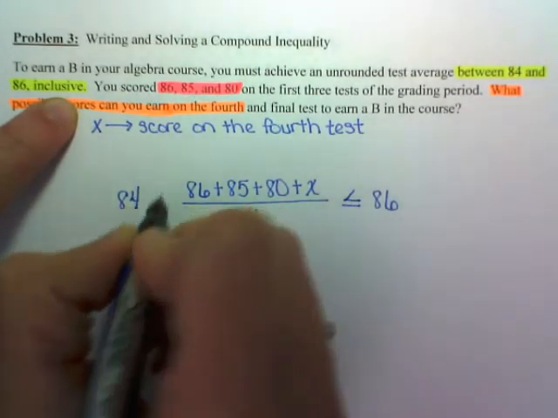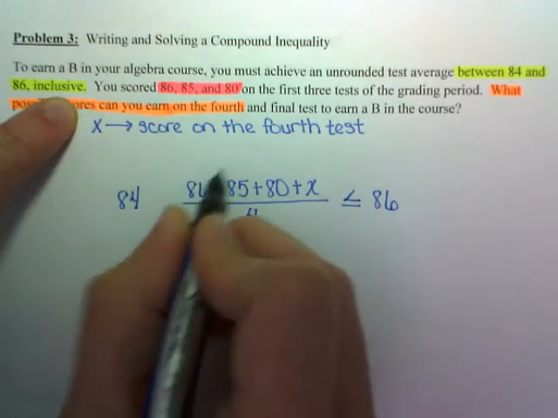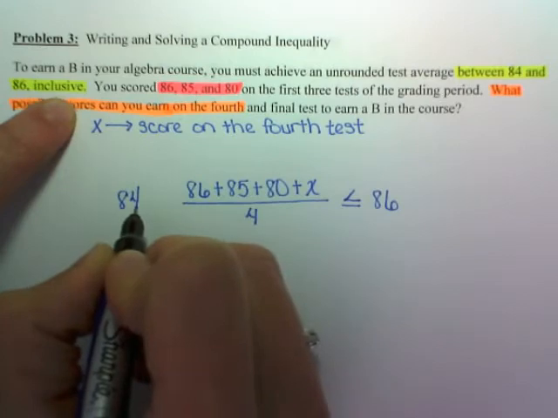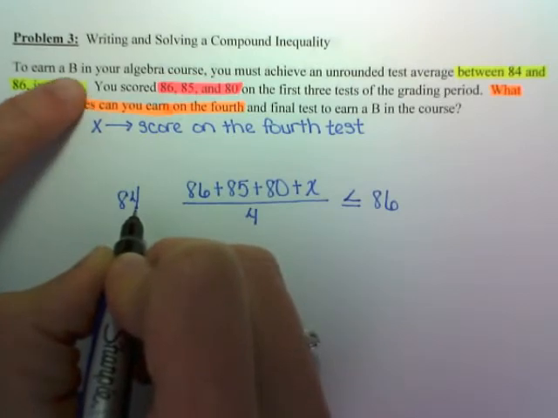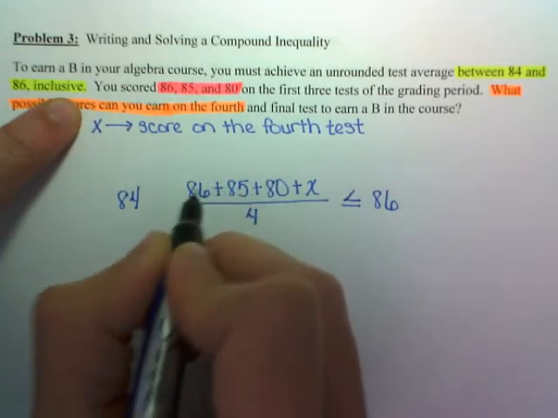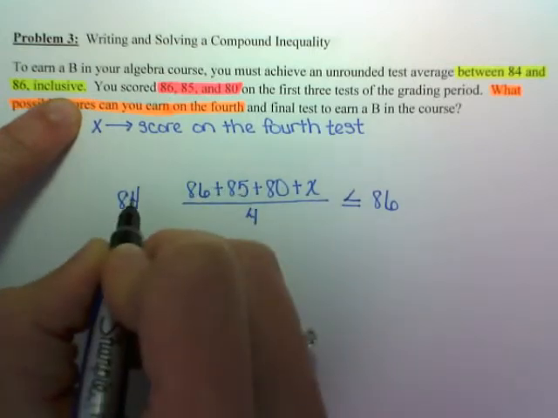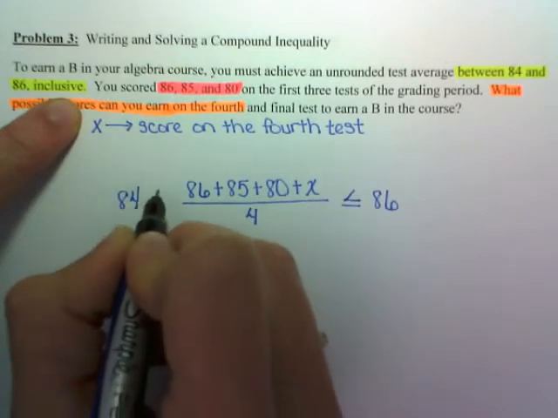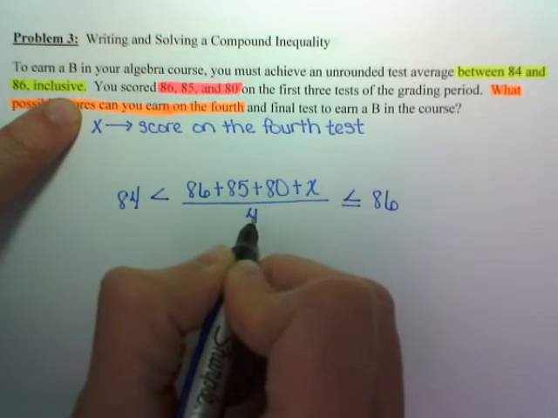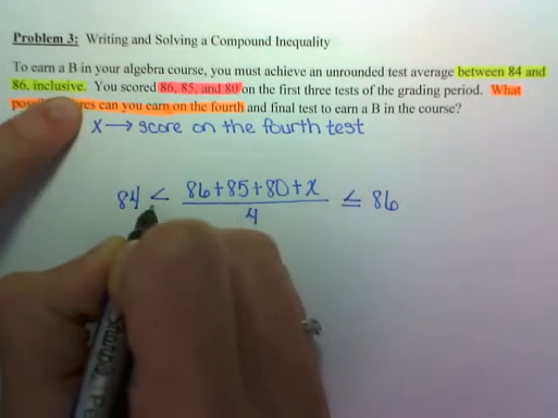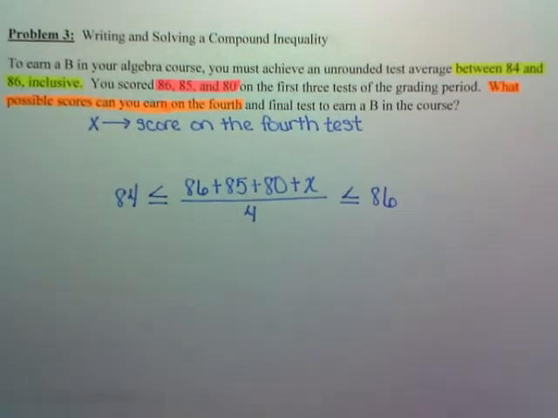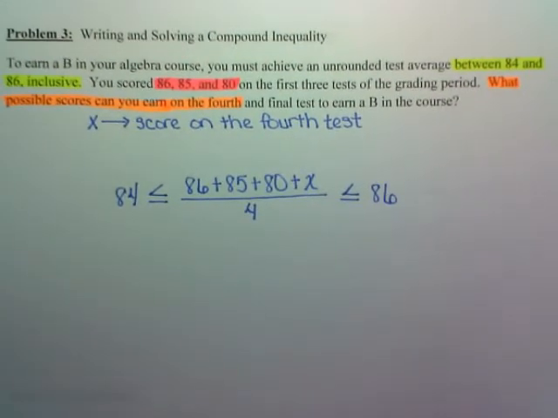So let's think about our 84. I don't want this to be less than 84. If it's less than 84, we're talking about 83, 82, 81, and I might not get a B in this algebra course. So what I have here has to be bigger than 84, which means my 84 has to be less than whatever I get in the middle, but it is inclusive, so it can also be equal to. So that's your inequality. That's how you set it up based on what we have highlighted there, based on this problem.